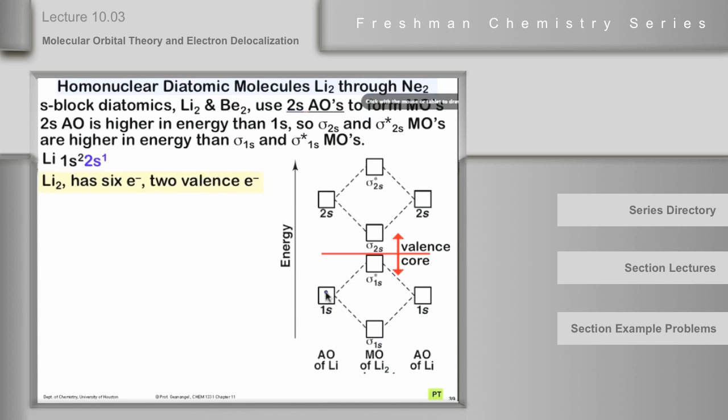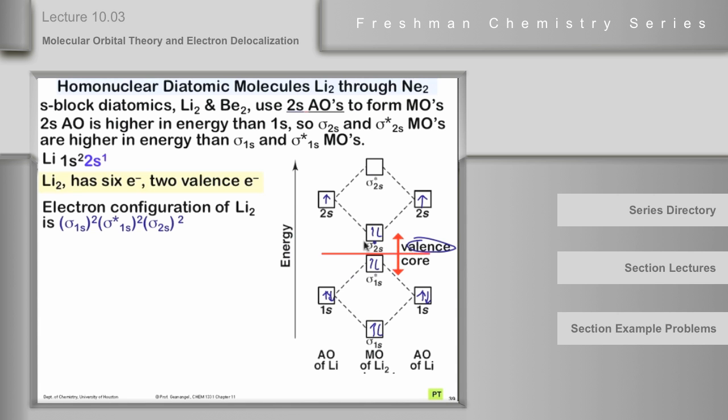First of all, for the lithium on the left, 1s2, 2s1. You can do this. It's not hard. Lithium on the right, 1s2, 2s1. 6 electrons, 2 are in the valence, and 4 are in the core. Those are the 4 core electrons. And now there's 2 left, and they go in the sigma 2s, and they're in the valence.